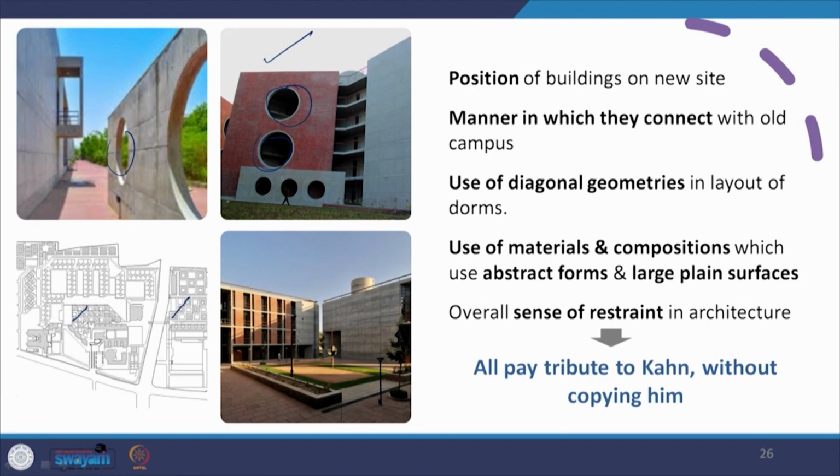Then there is an overall sense of restraint in architecture. Even if the facade is monumental, even if the facade is very expressive, it is completely unornamented. The building material is exposed. In this case it is exposed concrete and exposed brick and concrete versus exposed brick in the old campus. All pay tribute to Kahn without actually copying him ad verbatim.